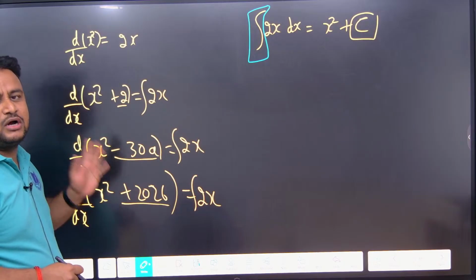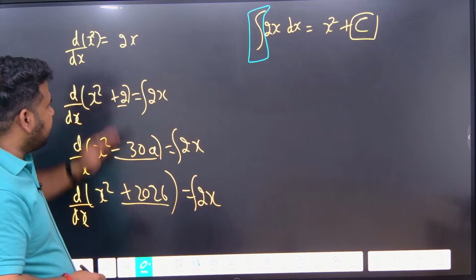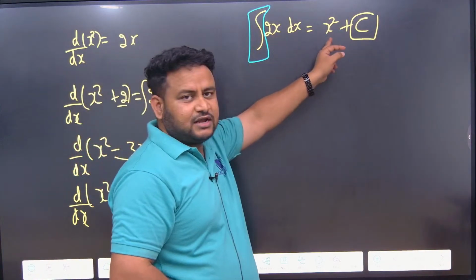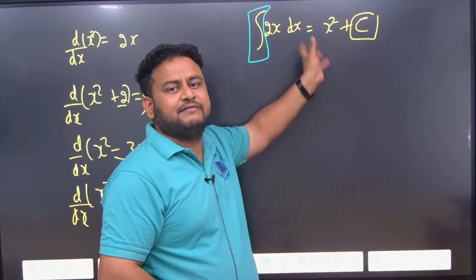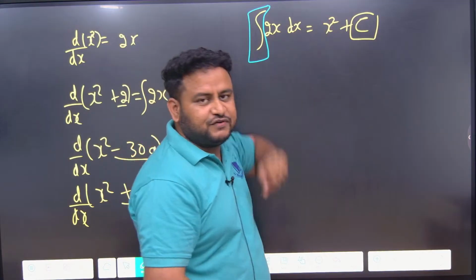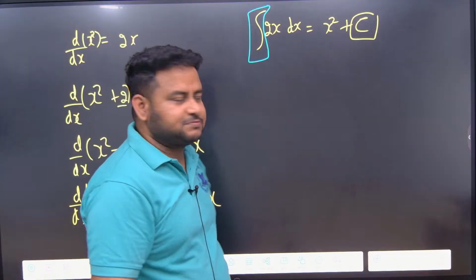I'll just put some constant symbol, that is plus c. Understood? Here x square is there, totally fine. But here x square plus 2 is there, x square minus 30 is there, x square plus 2026 is there. So simply if I integrate 2x, I'll get x square, but it may not be just x square, it may have some constant. To represent that constant, collectively put together, we will write the constant of integration, that is plus c. Understood?